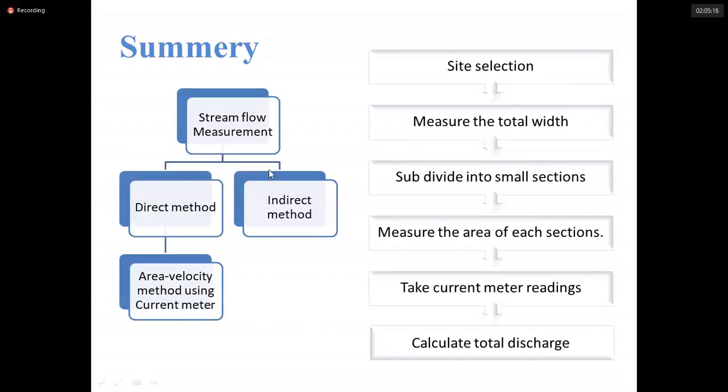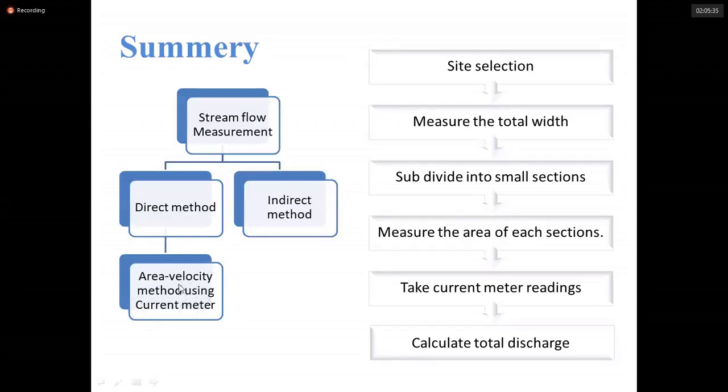So today we will discuss the stream flow measurement. There are two methods, direct method and indirect method. Under the direct method, there are so many methods we have used, mainly the area velocity method using current meter we discussed today.